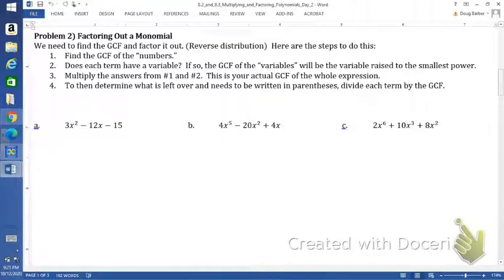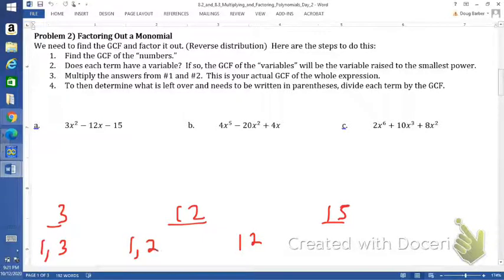Alright, so let's look at A, and first find the greatest common factor of the numbers. So the numbers we have are 3, 12, and 15. And we just write down the positive number. So the factors of 3, 1 times 3, so 1 and 3. Factors of 12, we have 1 times 12. We have 2 times 6, and we have 3 times 4. And then our factors of 15, 1.